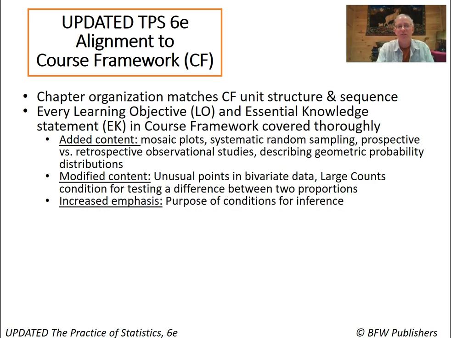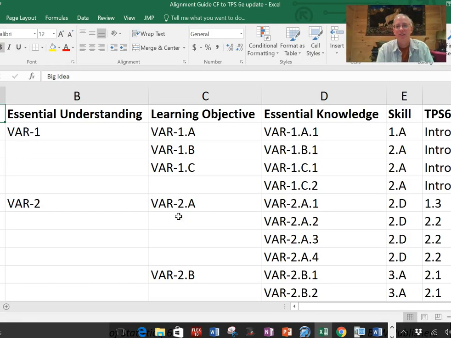There's an increased emphasis on the purpose of the conditions for doing inference from the course framework. One reason is so that we have independence in the data collection, and another primary reason is so that our sampling distribution is of the right type. We've prepared a nitty-gritty alignment guide so you can see exactly how the different learning objectives and essential knowledge statements match with the updated 6th edition.